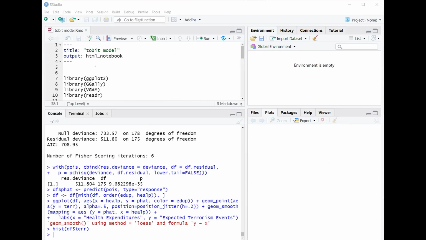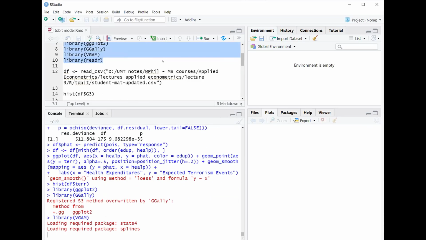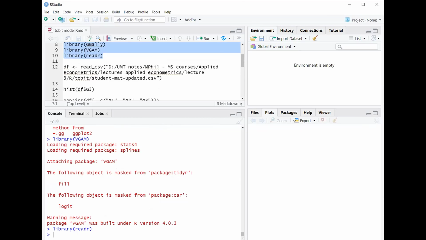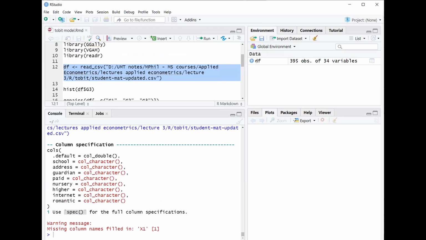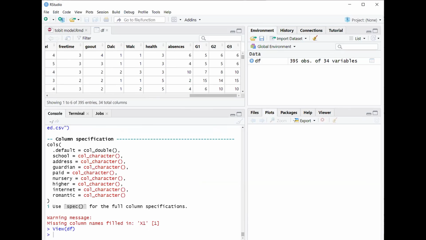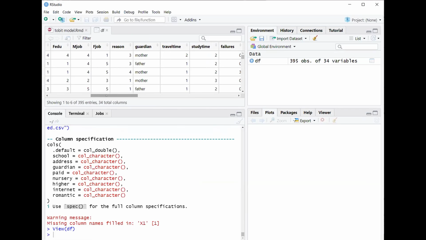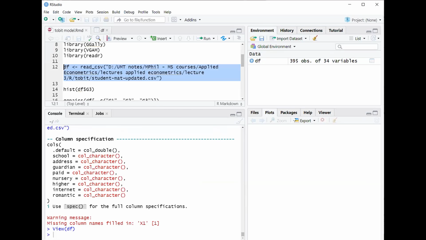So let me load the data file. These are the relevant libraries. I have selected the data. Let me load it. In this data file, there are three variables. G3 is the performance marks in the final term. G2 is the marks in the midterm or second term. G1 is the marks in the first term. And there are other variables like gender, father's job, mother's job, father's education. So this is the relevant data.